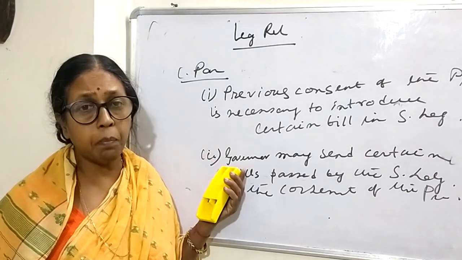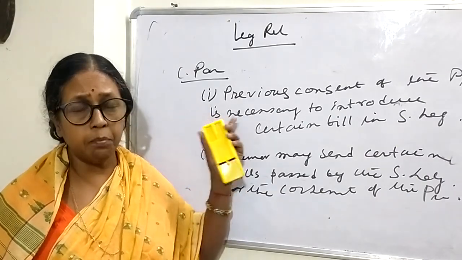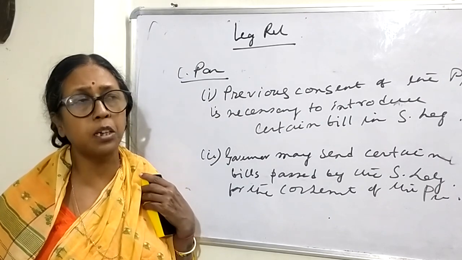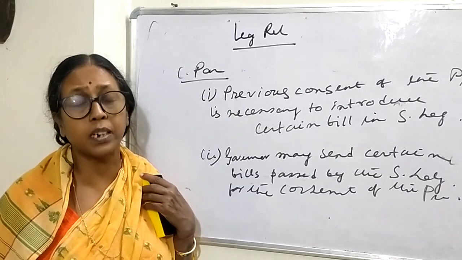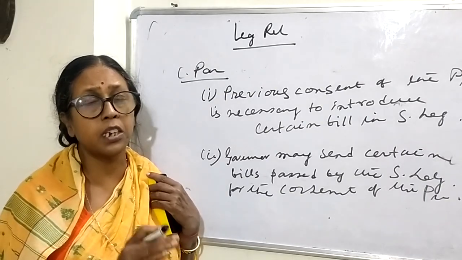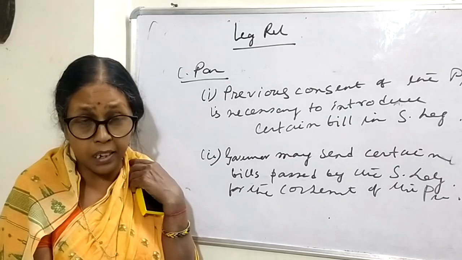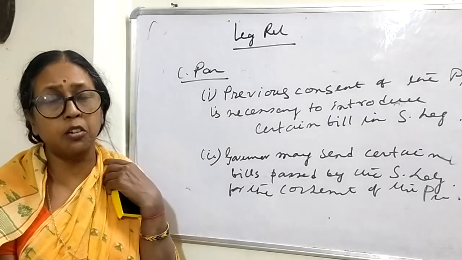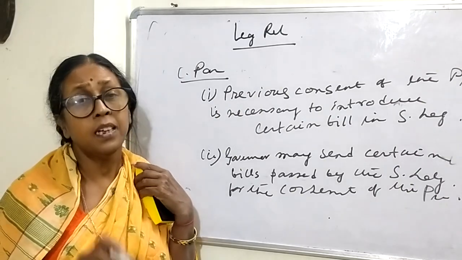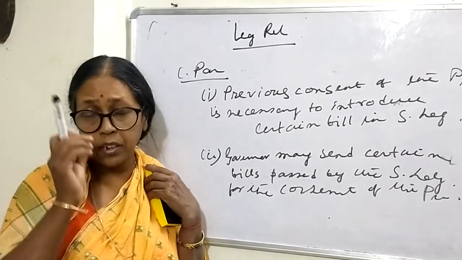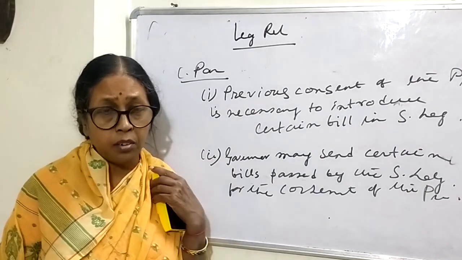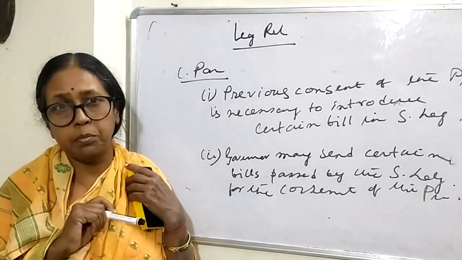And the residual power, that means those subjects which are not included in the three lists, are known as residual power. Sometimes the question is there: what is residual power? Residual power means the subjects which are not included in the three lists. And who enjoys the residual power? It is the central government who enjoys the residual power. That means the central government frames laws on the residual subjects.